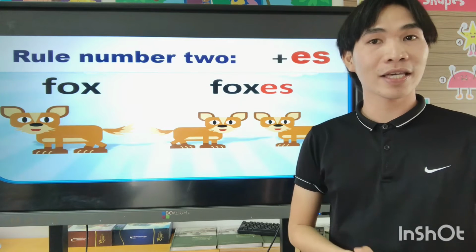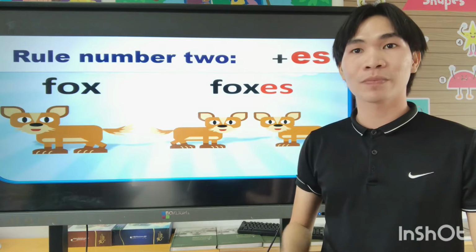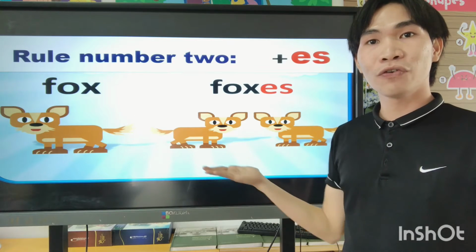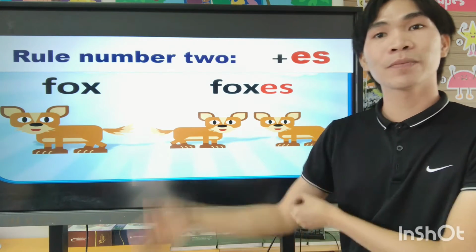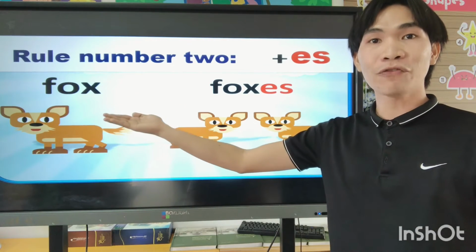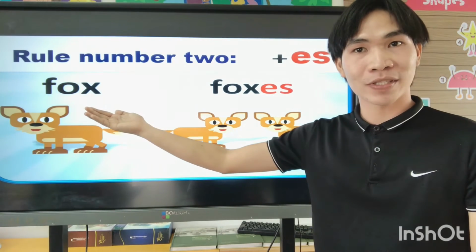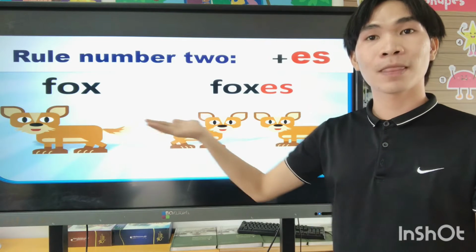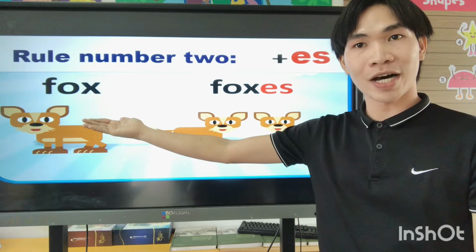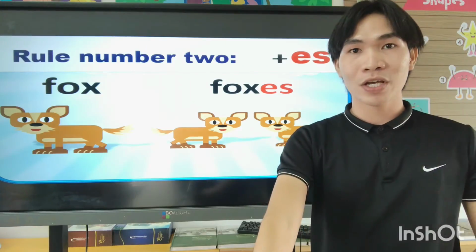Now the second rule is add es. As you can see, we also have an example here. Fox, foxes. Fox, singular. Foxes, plural. One fox, two foxes. I want you to pronounce fox, foxes. Fox. Very good.